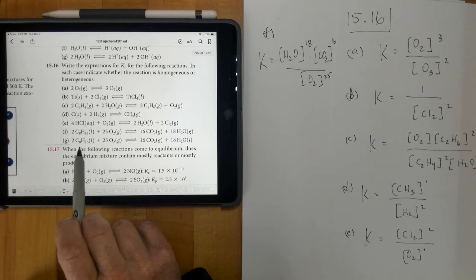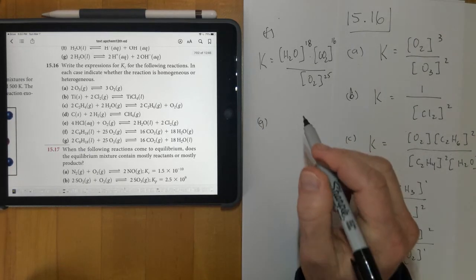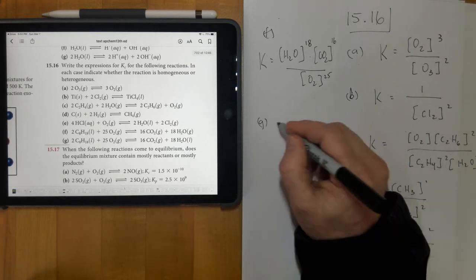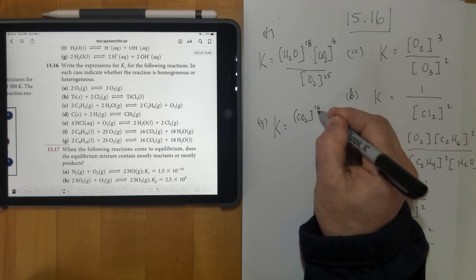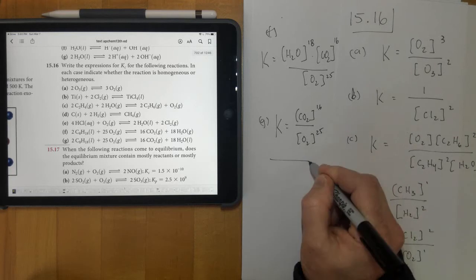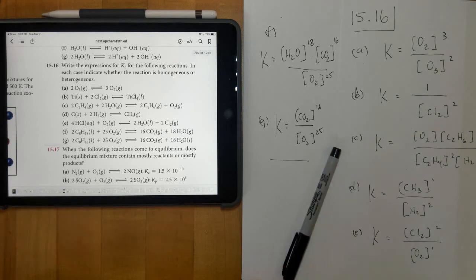Same thing with letter G. This would be heterogeneous as well, and then this one would have no H2O in it over here because it's in the liquid phase, and so our K would be equal to CO2 to the 16th power divided by O2 to the 25th power. There are heterogeneous and homogeneous equilibria with the constants all written, remember, only in terms of the gaseous and the aqueous substances.